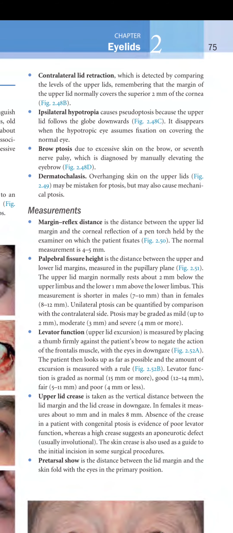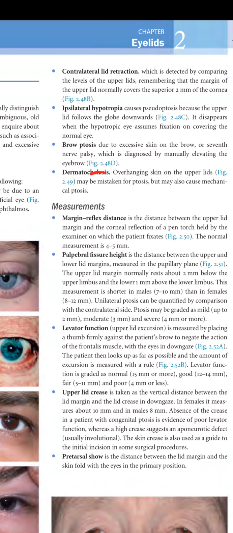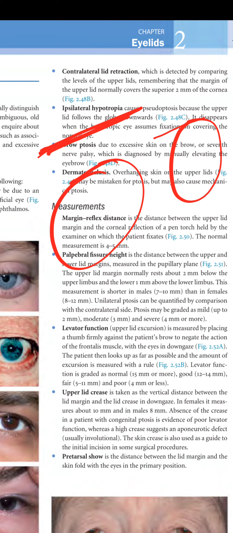Contralateral lid retraction, which is detected by comparing the levels of the upper lids. Remember that the margin of the upper lid normally covers the superior 2 mm of the cornea. So sometimes when the other eyelid is slightly retracted, it gives the false impression of ptosis in the other eye.